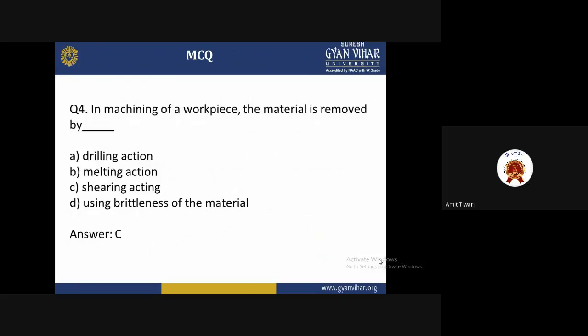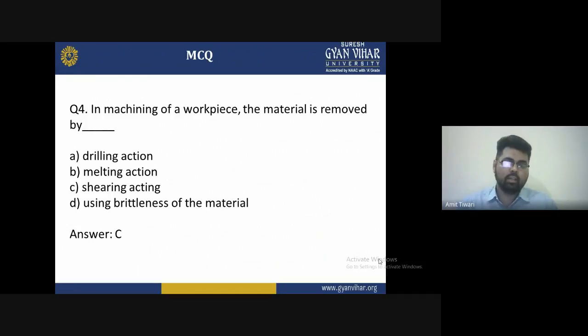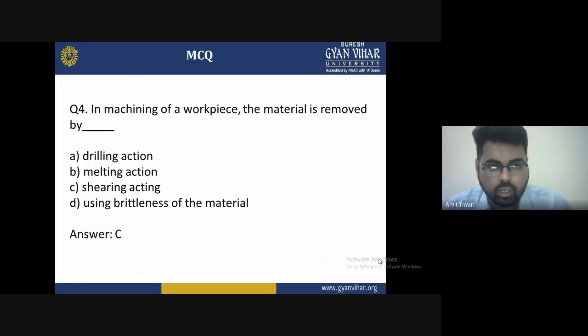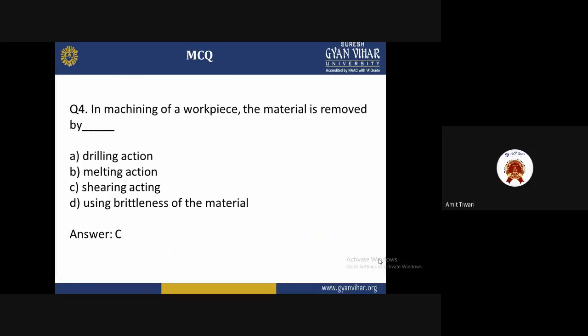Question number 4: in machining of a workpiece, the material is removed by which action? The options are A, drilling action; B, melting action; C, shearing action; and D, using brittleness of the material. The correct answer is C, shearing action. So in the machining of a workpiece, the material is removed by shearing action basically.